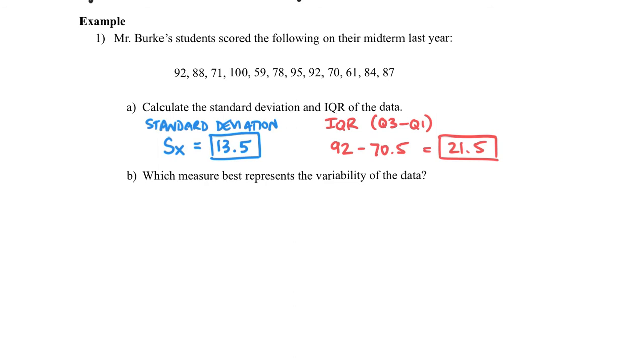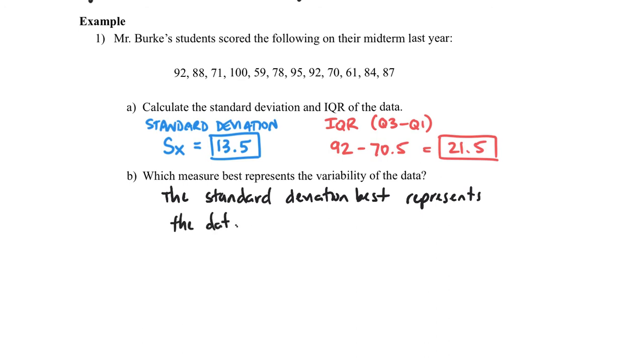This looks fairly symmetrical to me, so I'm going to say the standard deviation best represents the data because the data is normal. And if the data was skewed, we would have said IQR.